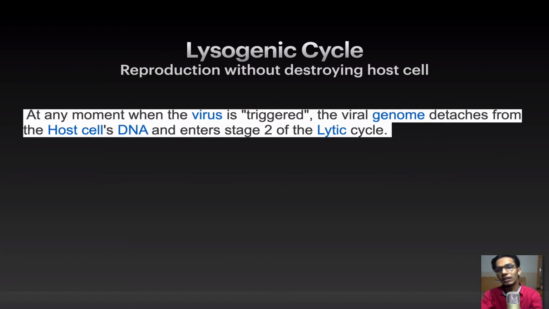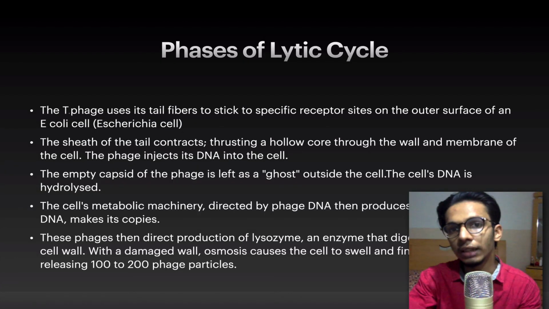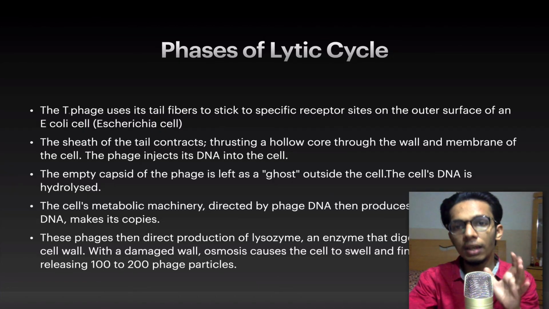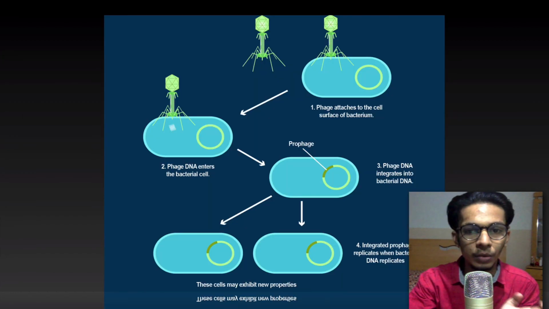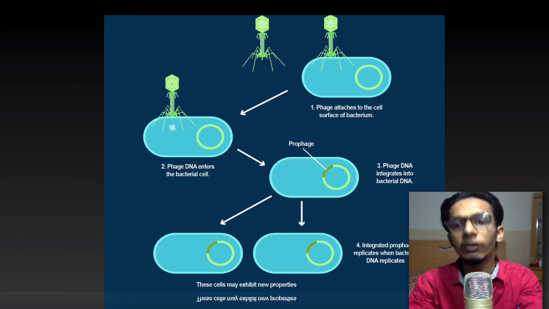In short, the lysogenic cycle is a preservation of the lytic cycle, and the lysogenic cycle also follows the lytic cycle. In the end, whenever the viral DNA is triggered, and this trigger has not been discovered yet, and inshallah maybe it will be discovered in future.